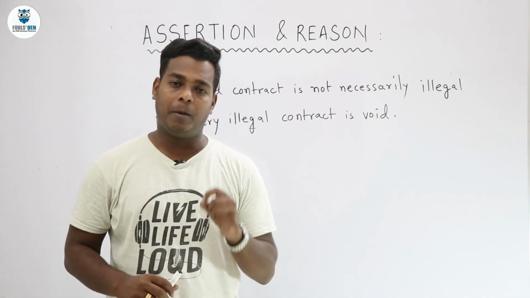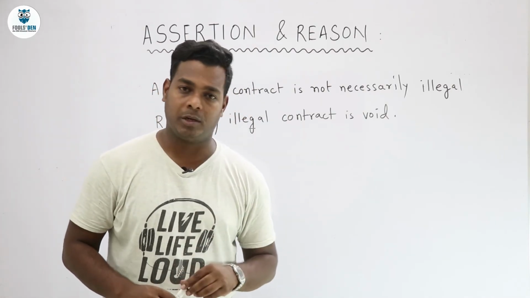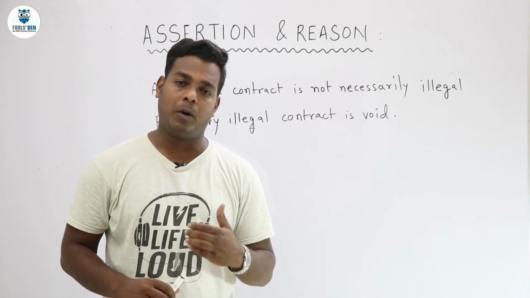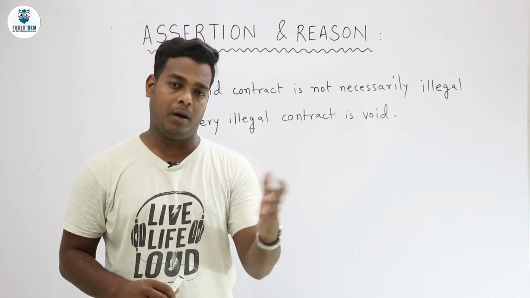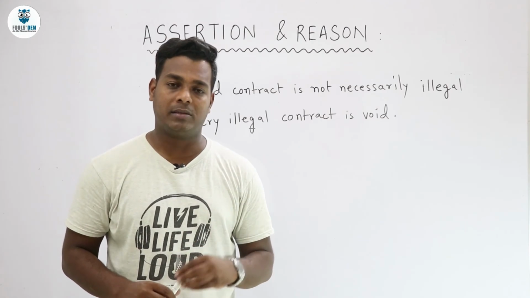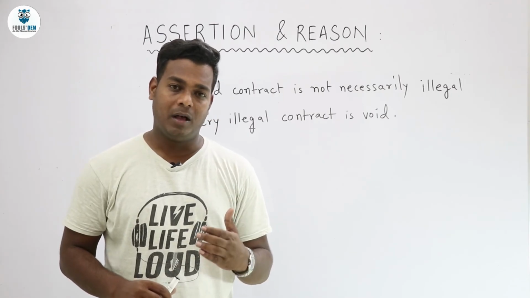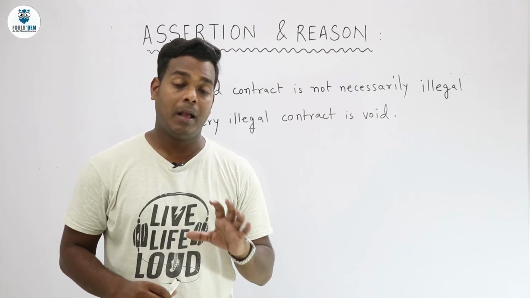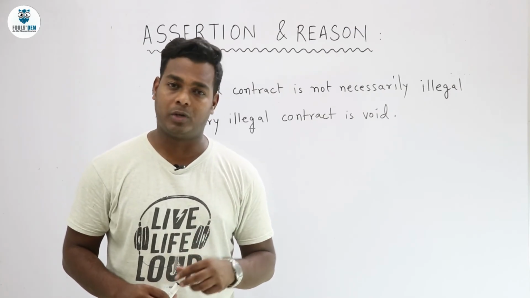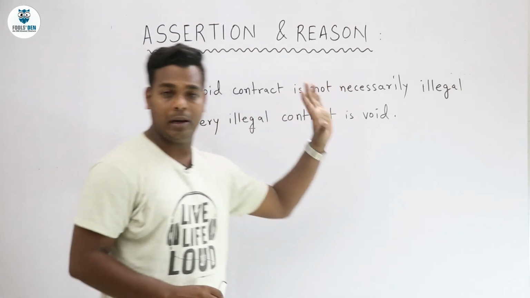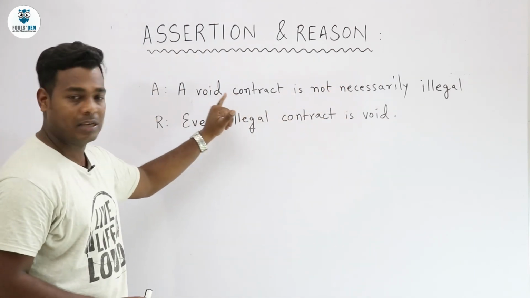Say you've hired a painter to paint your own picture, right? But before the performance of this contract, or before painting your picture, this painter dies. So obviously the contract becomes void because if one of the parties of the contract dies, obviously the contract would become void. But has it become illegal? No, not at all, right? So there can be some void contracts which are still legal. So this statement is correct.